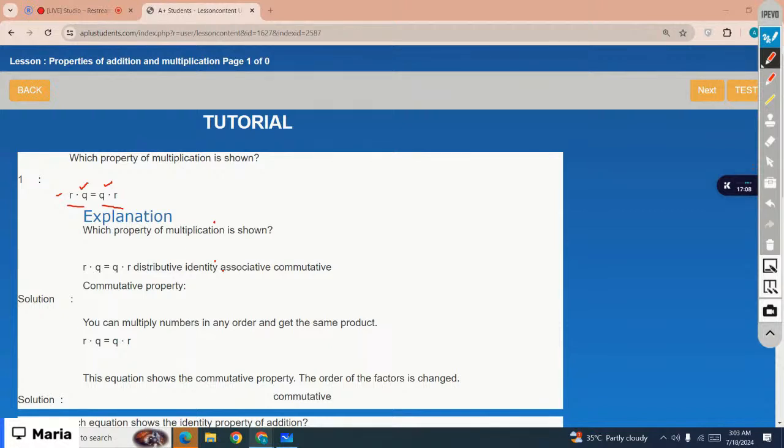So you can multiply the numbers in any order and get the same product. Like either you can do 4 times 5 or you do 5 times 4. The answer is 20 in any case, right? That is commutative property of multiplication. Got it?